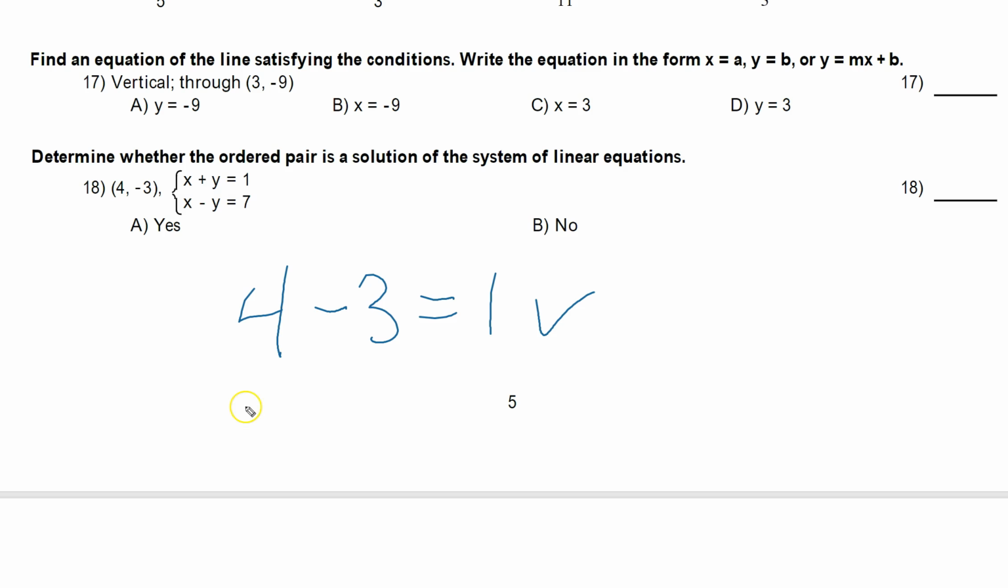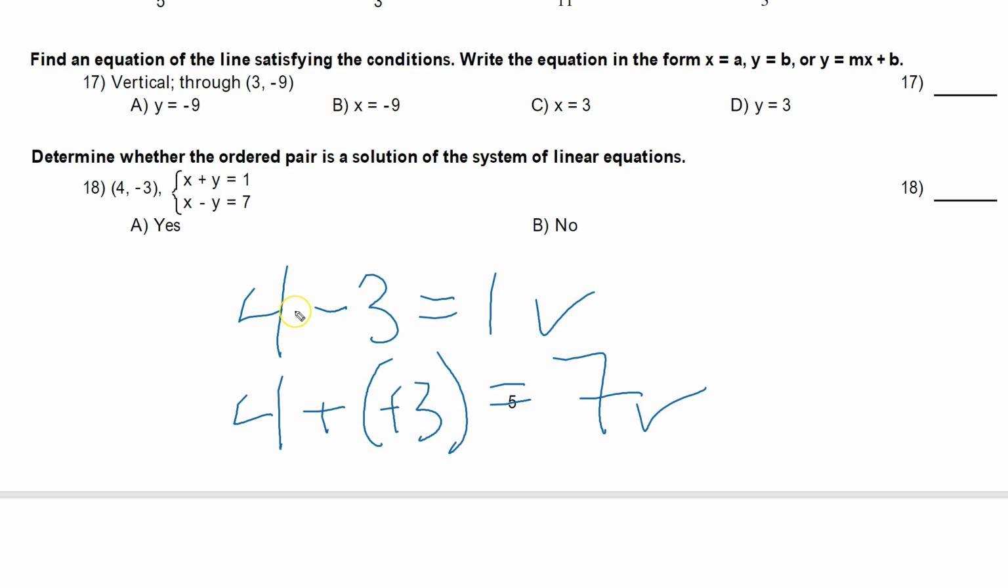And how about this one? 4 minus a minus 3 equals 7. Just plugging in our values. Well, here two negatives make a positive. So they work in this. So this is a solution for this system of linear equations.